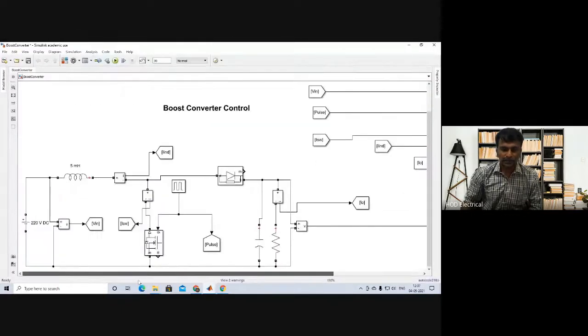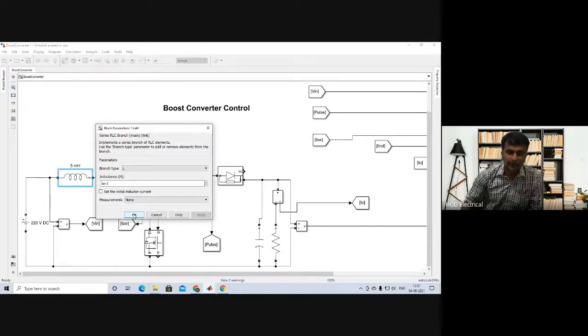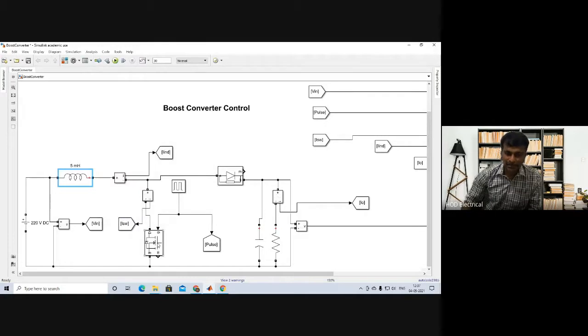So this is our boost converter. The input voltage I have given is 220 volt. I have designed the inductance, approximate value is 5 millihenry. I have given here 5 e power minus 3. Then this is the switch.